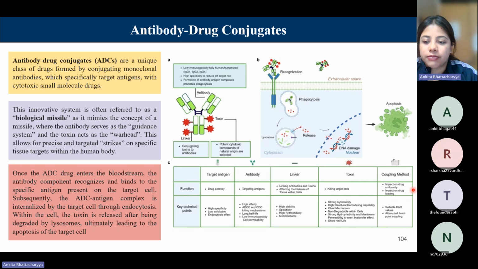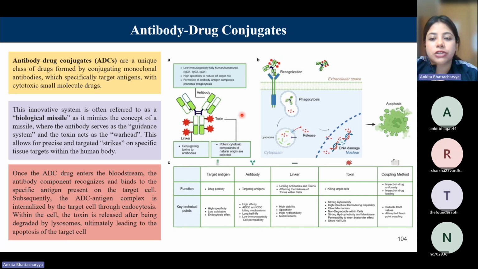Coupling method impacts drug uniformity and drug loading. These are just different technological terms. I'm going to bypass it because I'm also not very familiar with it. But it's basically the way in which this antibody drug conjugate is generated.